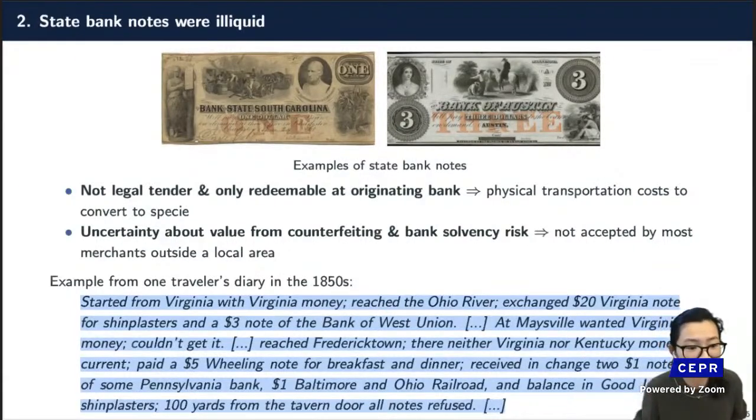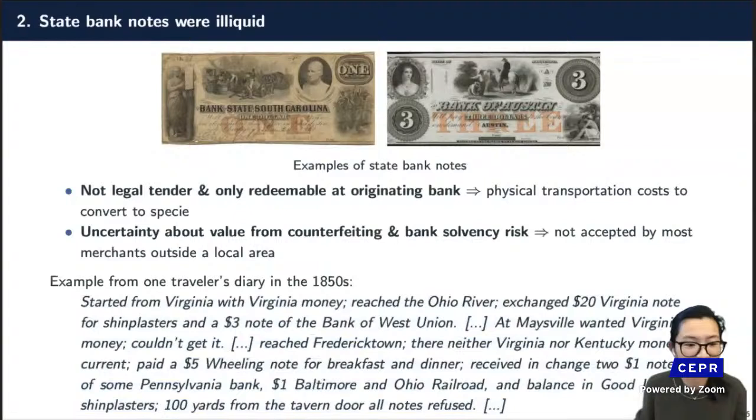So this was a guy who says, I started off in Virginia, I had Virginia money, and then I had to exchange that for shin plasters, which are just very small denomination notes, and some note from the Bank of West Union. And then in Kentucky, they wanted Virginia money and couldn't get it, went somewhere else, and then neither Virginia nor Kentucky money was taken, and on it goes until finally he reaches the end of the day and he has no money that anyone wants to take. And it is comical, but also a pretty severe illustration of how difficult it was to exchange in this system.